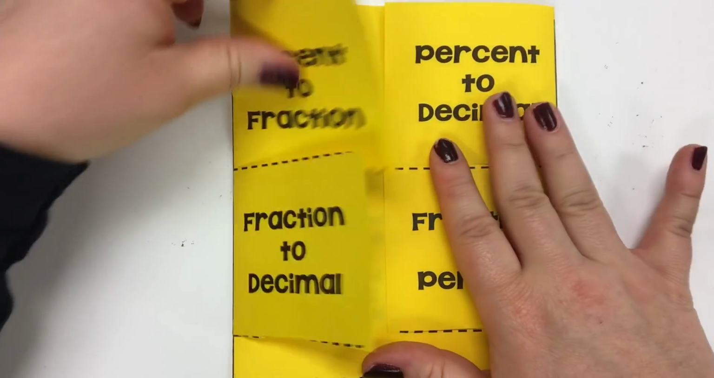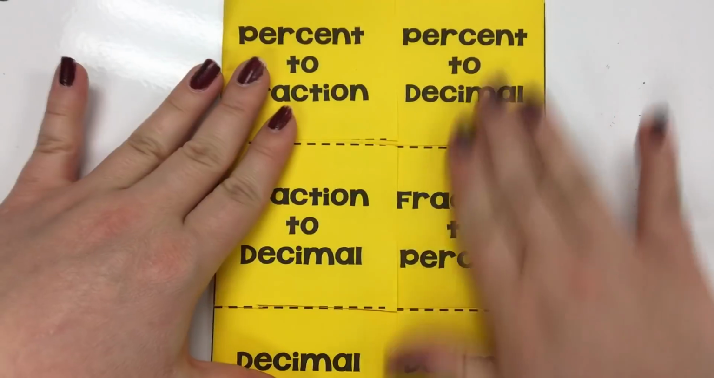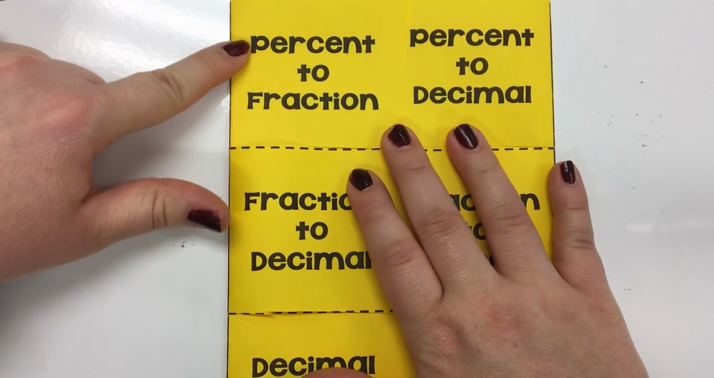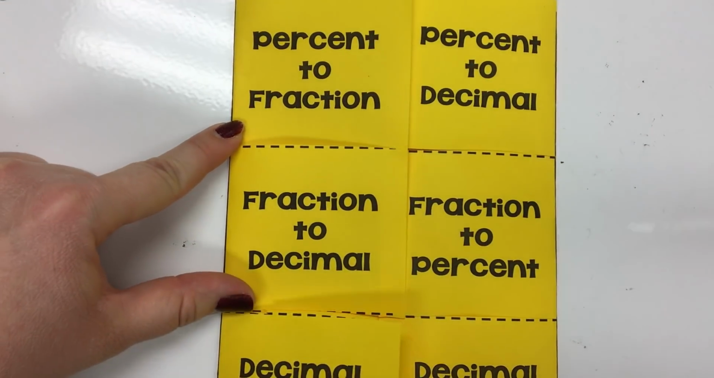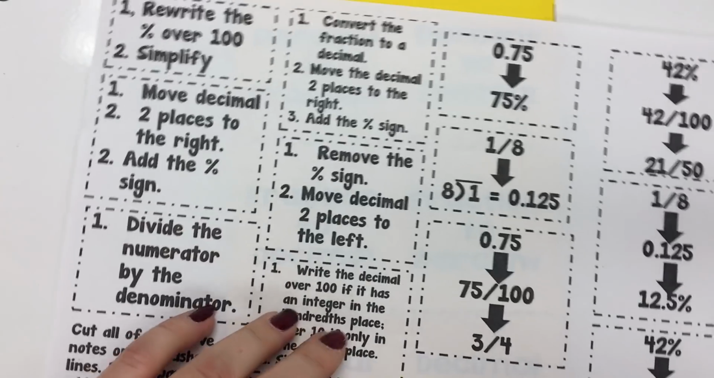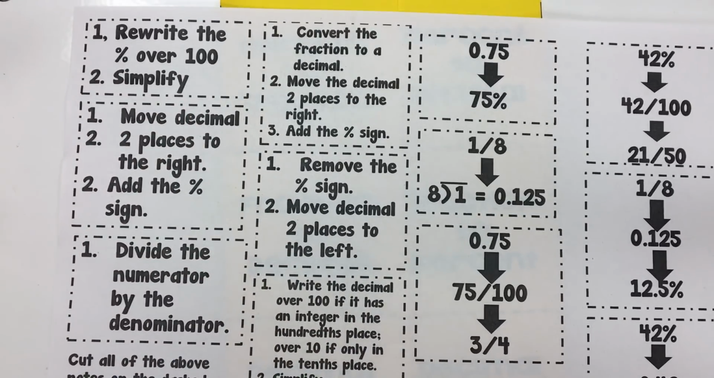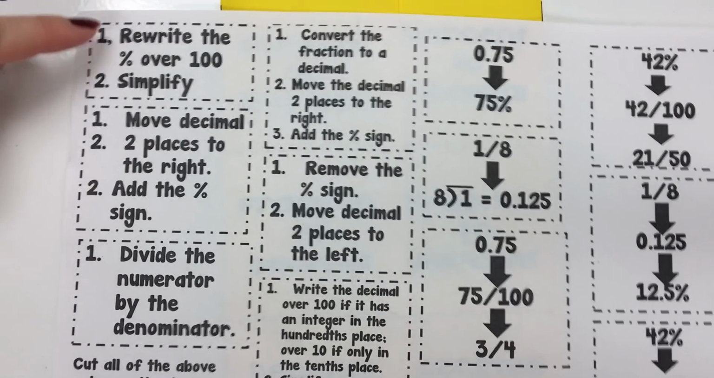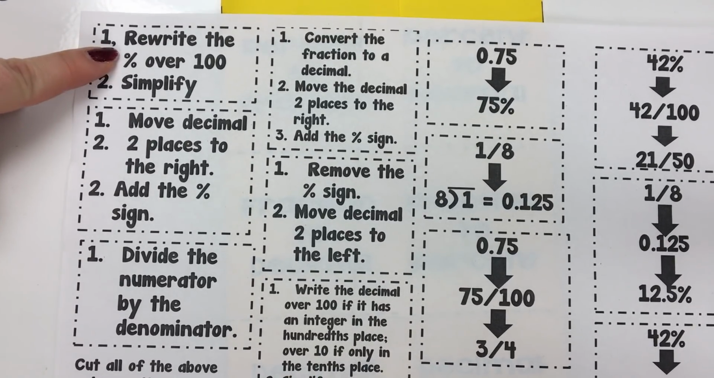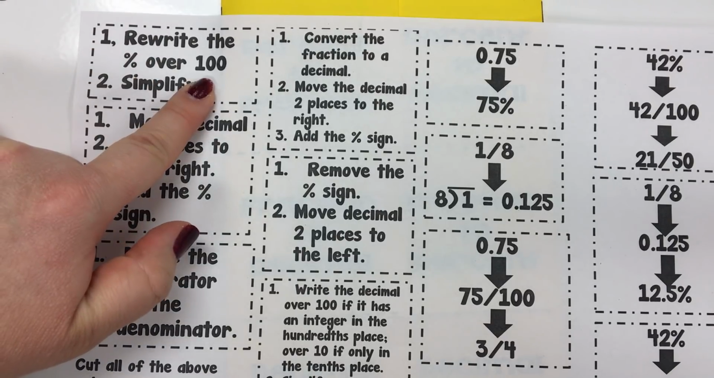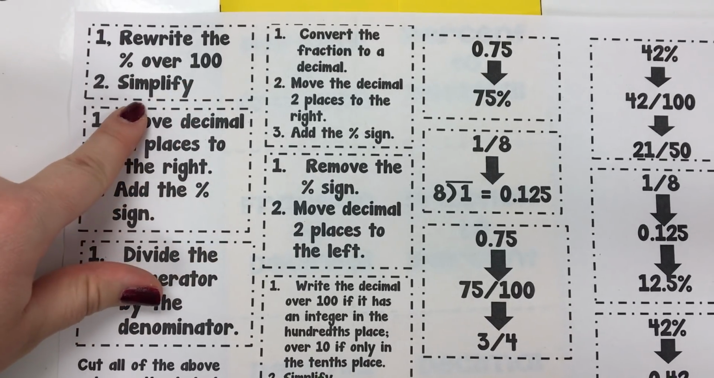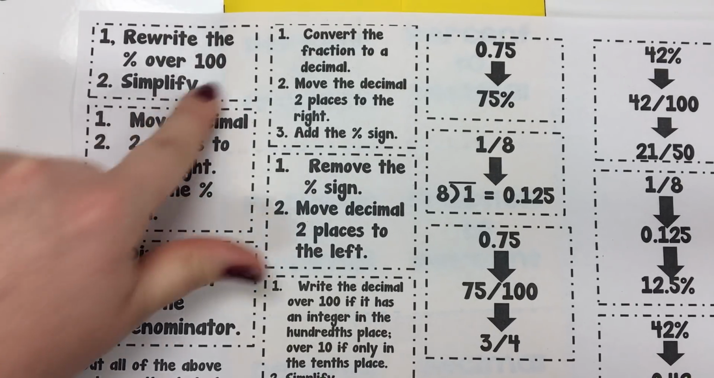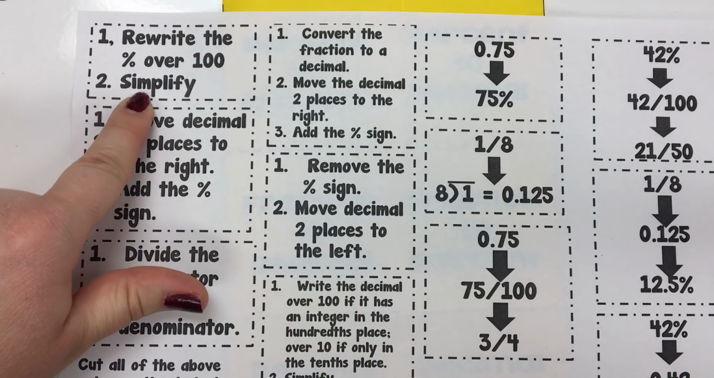So this is now the front of your foldable, okay? The first one that we're gonna look at is how to go from a percent to a fraction. So what we're gonna do is look on here for the directions for how to convert from a percent to a fraction. Well, if we look here, this first one says rewrite the percent over 100. Well, that's gonna create a fraction, and then we'd wanna simplify that fraction. So this is actually our list of directions that we're gonna use.